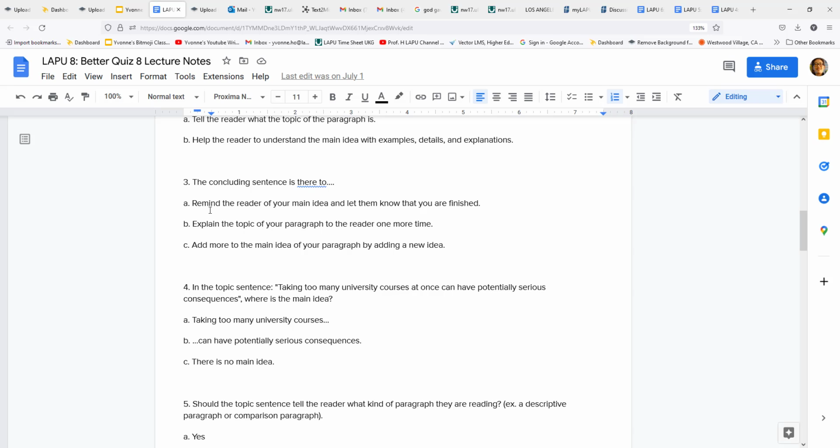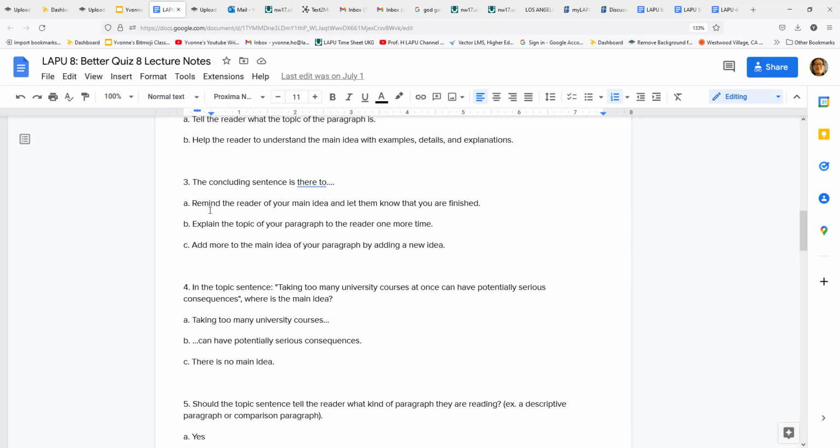Then my next paragraph becomes second, smoking causes throat cancer. You see, so the concluding sentence transitions you into the next paragraph. So that's what the concluding sentence is for.